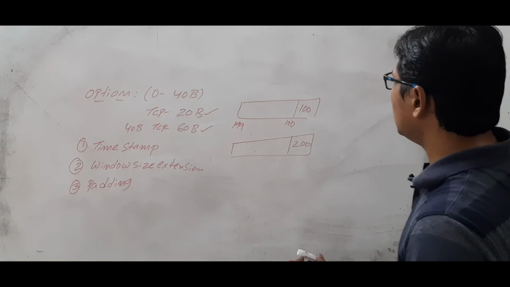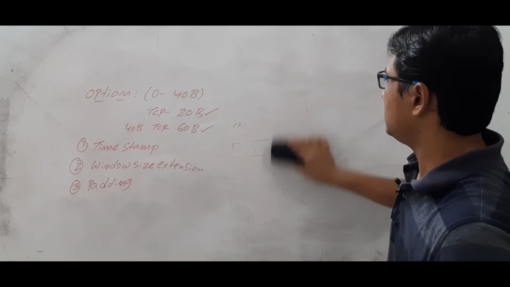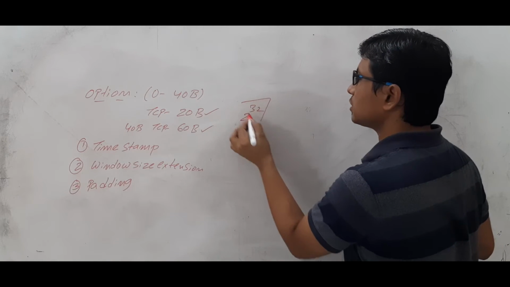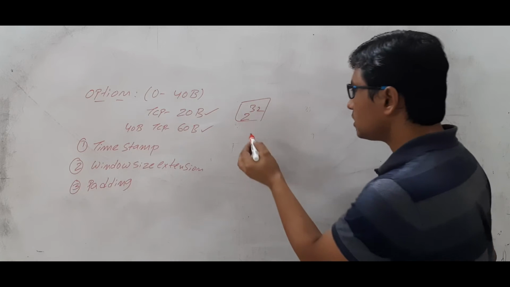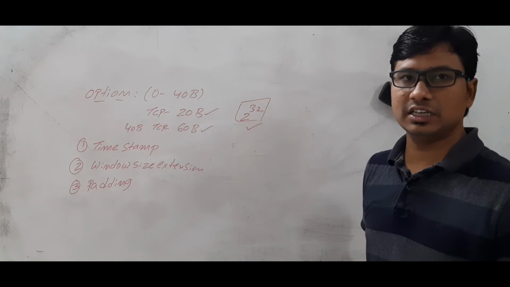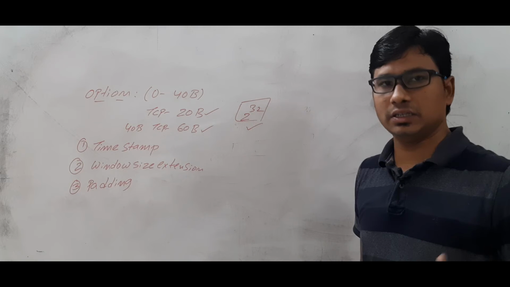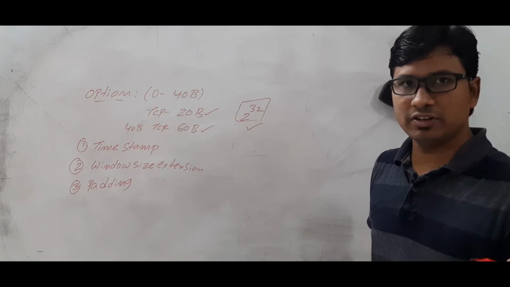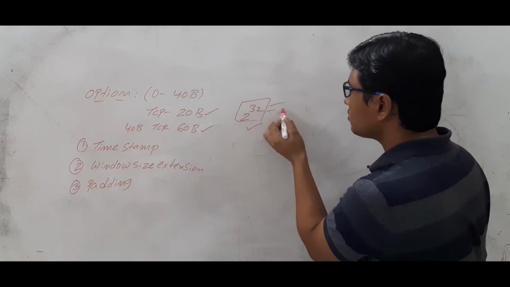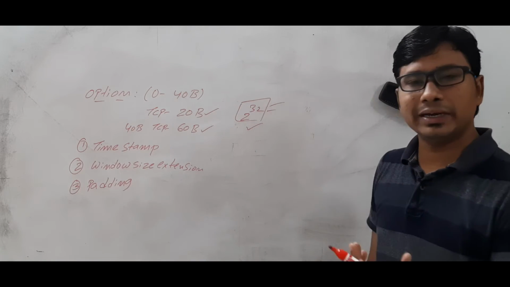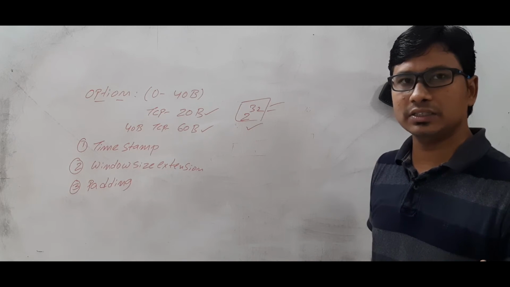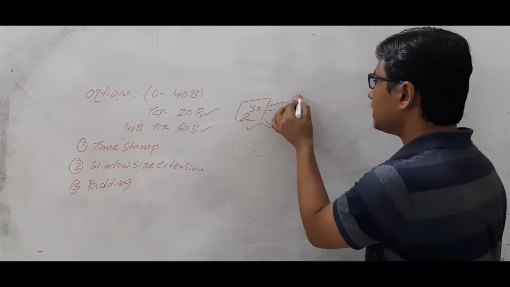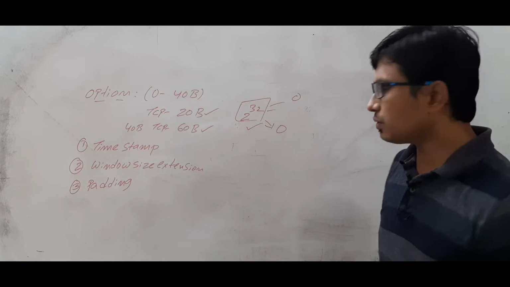Suppose you want to send a segment of size greater than 2 power 32. Then what will happen? If you allocate a sequence number to each byte, then all the sequence numbers will be finished after 2 power 32 bytes. Then for the new bytes you are generating, again you will go to 0. But this 0 and that 0, how can you differentiate? Are you able to understand it or not?